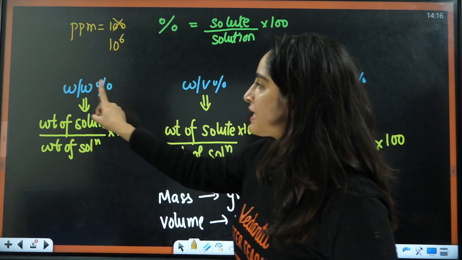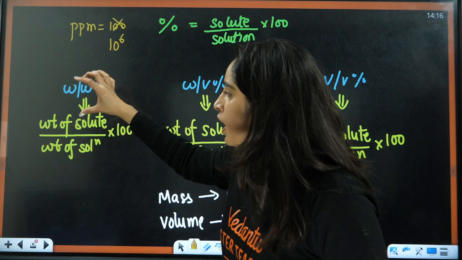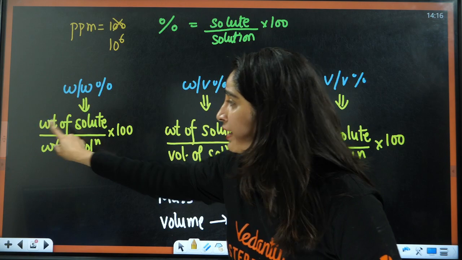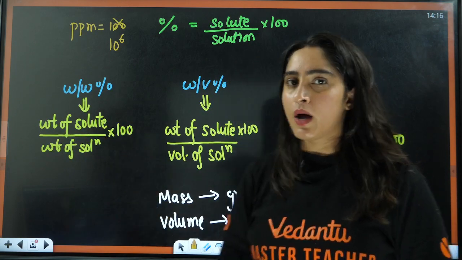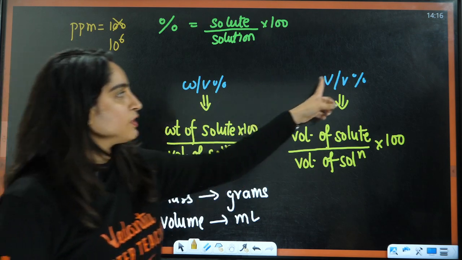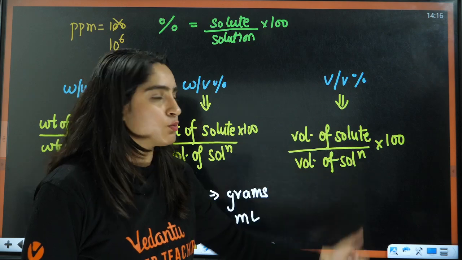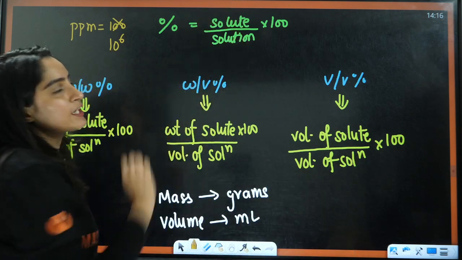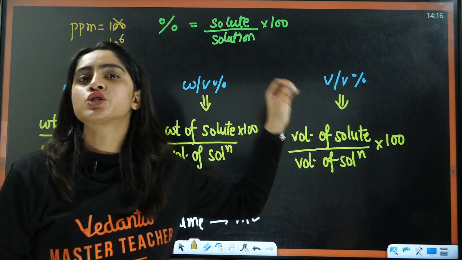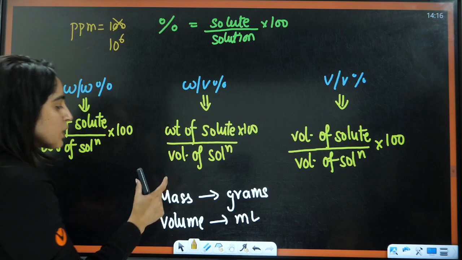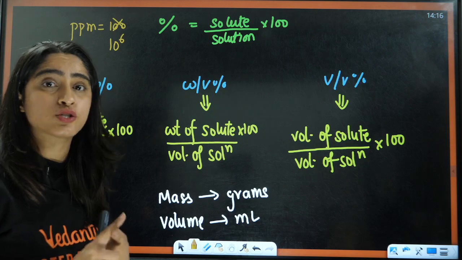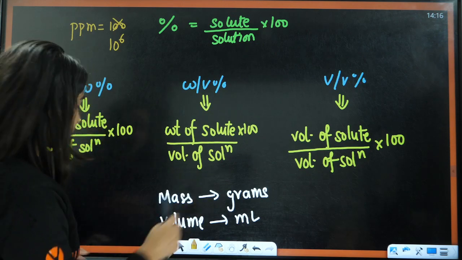So for percent, if you have W by W percent, that is weight by weight, that will be solute divided by solution. If weight by weight, that will be weight of solute divided by weight of solution into 100. If you have weight by volume, that will be weight of solute divided by volume of solution. If you have V by V, that means volume of solute divided by volume of solution. Always it will be solute divided by solution into 100 for percentage, solute divided by solution into 10 raised to power 6 for ppm. So here the mass will be in grams and the volume will be in milliliters. That was not the case of molarity and molality. Always remember the units here.